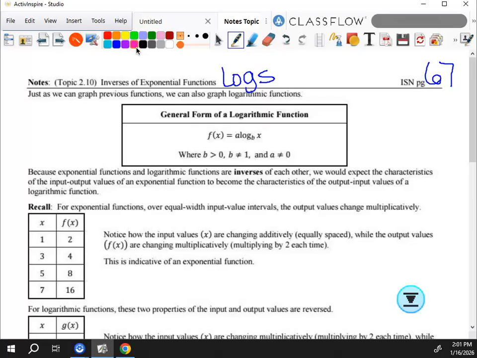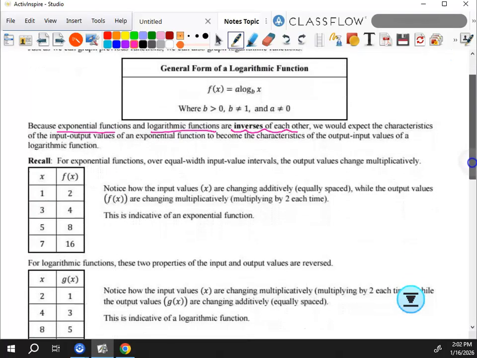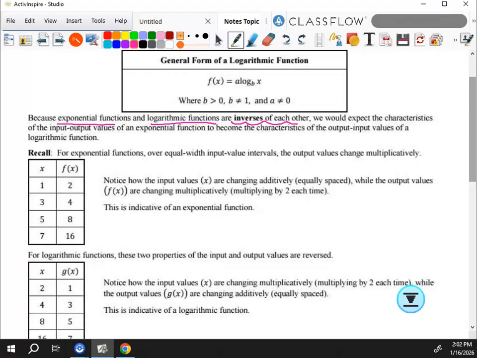All right, so because exponential functions and logarithmic functions are inverses of each other, we would expect the characteristics of input-output values of exponentials and logs to switch places, which they do, just like everything else does with inverses. So inverses was either from 2.7 or 2.8, the ones you're quizzed on next week. So we've already talked about them. I know they're not brand new. Pre-AP Algebra 2 is literally doing that right now. I don't think they're talking about logs right now, but they're talking about inverses. And really, the same kind of properties work for all of the functions.